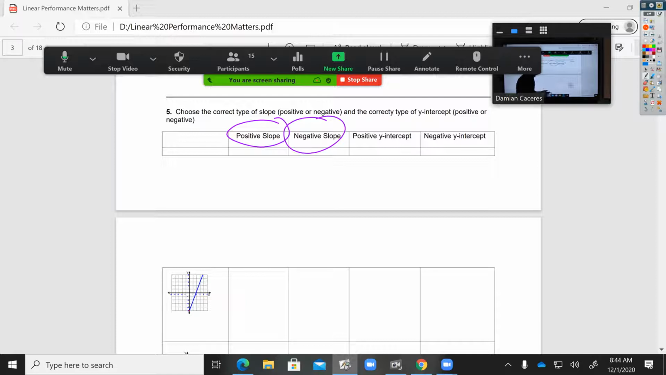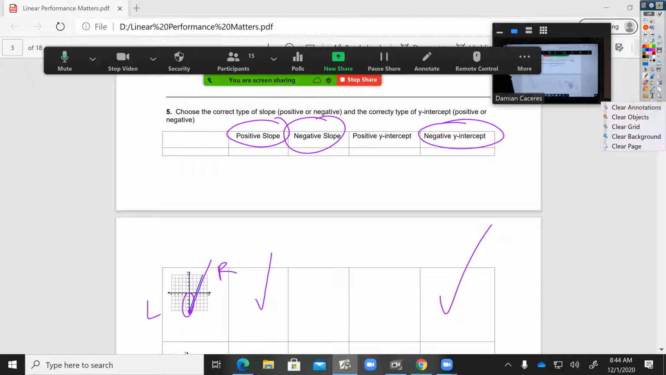How you pick between those two is simple. From left to right, does the line go up or down? If it goes up from left to right, then the slope has to be positive. You with me? So on the first one, it's a positive slope, and it touches the y-axis down here. Down here are the negative numbers. So the y-intercept has to be negative. So on this one, you should have checked positive slope, negative y-intercept. Now let's go to the next one.